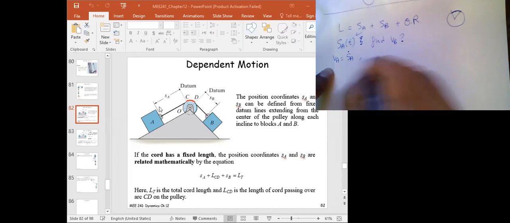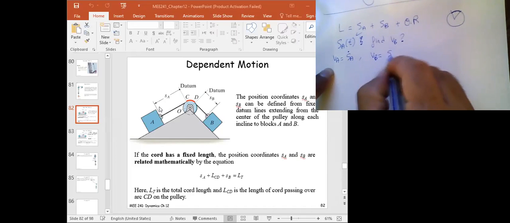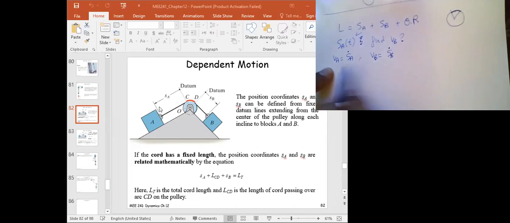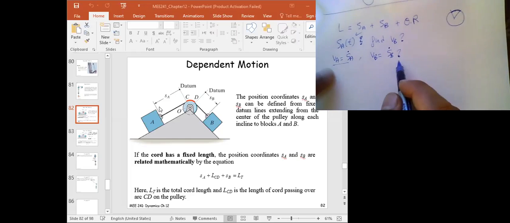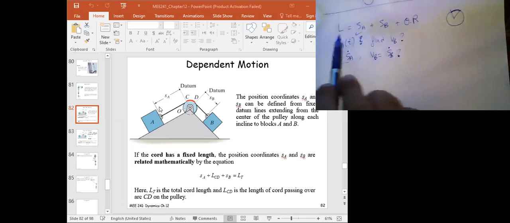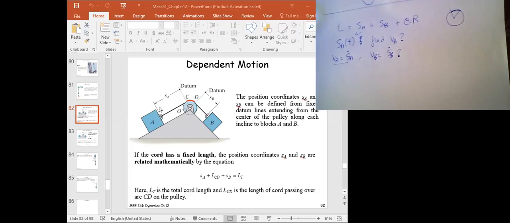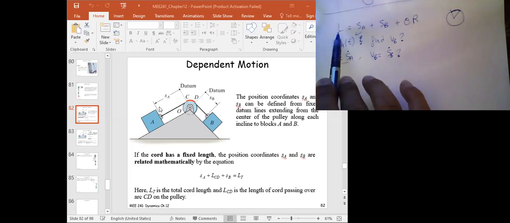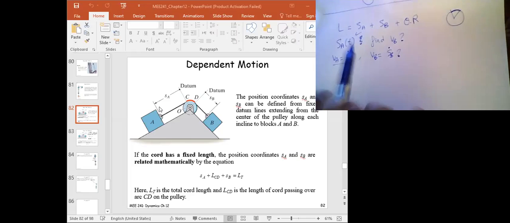Okay? And likewise, VB is equal to SB prime, right? But how can I relate these two? Let's say I have this. Can I calculate this? VB is equal to minus VA. VB is equal to, bravo, but how can you get that? How can we obtain this from this equation? Doctor, I told you, L is a constant, so you want to differentiate it and it becomes zero. Bravo, exactly.